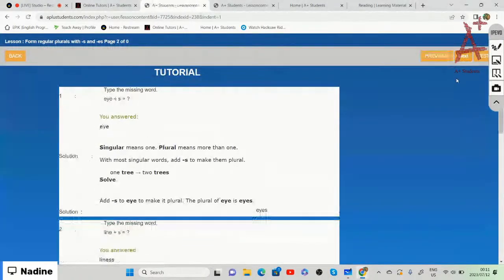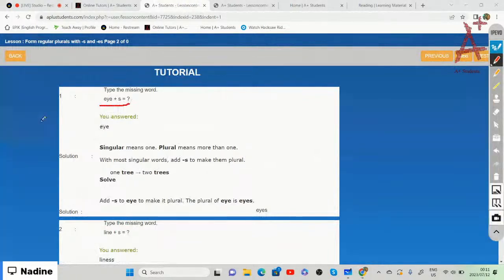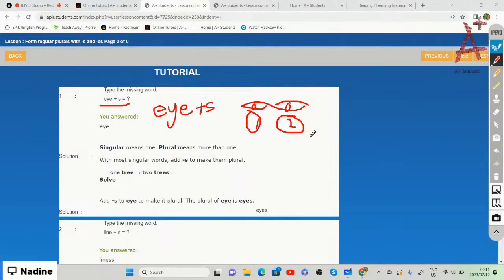All right, let's go next. I. So I plus S, right? So one I refers to only one I, right? But if we want to make mention of eyes, not just the one I, but we want to make mention of both eyes, right? Then we say it is eyes.